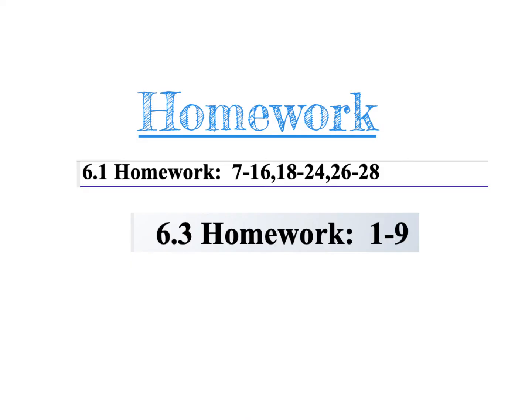So your homework is at the end of the lesson. Right now you're just watching the video, but at the end of the lesson, you have actually 2 homework assignments. The first one is 6.1, and you're doing 7 through 16, 18 through 24, 26 through 28. And you can do it right on your iPad. These are square roots, that kind of stuff. All the rest of your assignments will be on paper, but this is one I'll let you do on your iPad. And then you are also going to do 1 through 9 for the 6.3 homework.